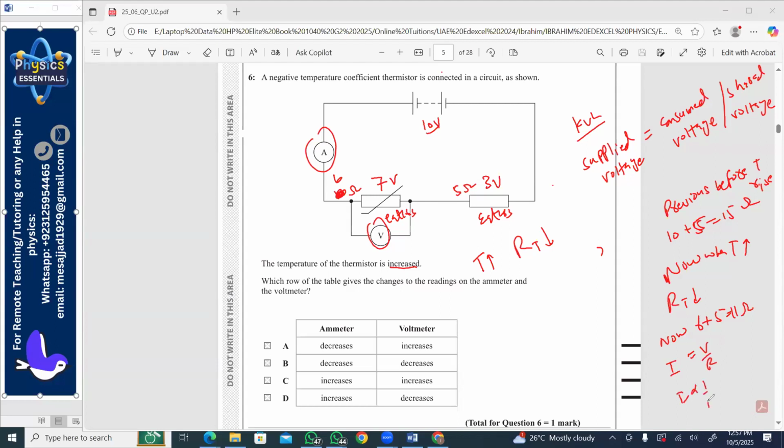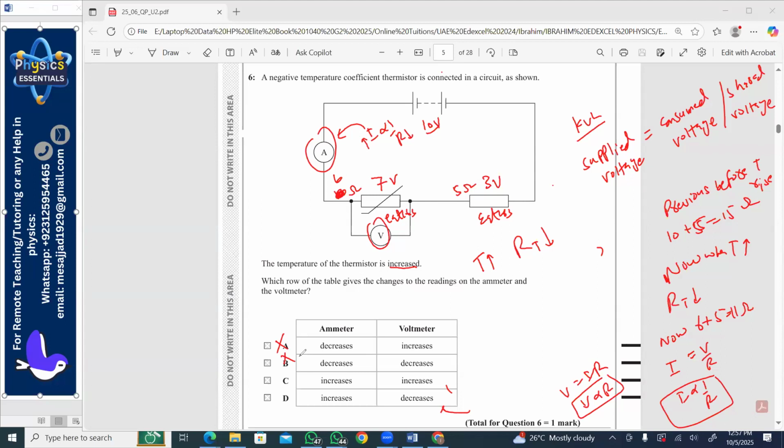So from here we know that resistance and current are inversely proportional to each other, and from here we know that voltage and resistance are directly proportional to each other. So here, when the resistance is down, the total resistance of the circuit is also down. So when the total resistance of the circuit is down, it means the current is going to increase. So the option for the ammeter is increase, okay. So the first two options are not true, because they are saying the ammeter is showing decreased current.